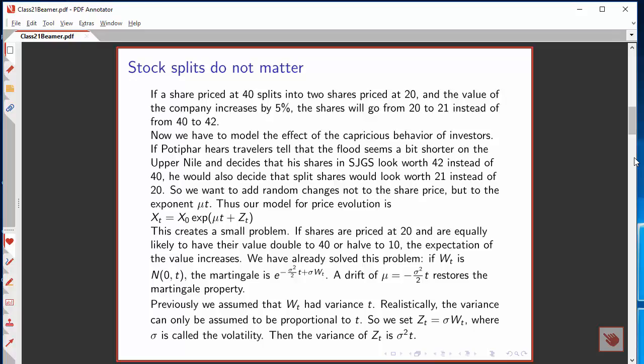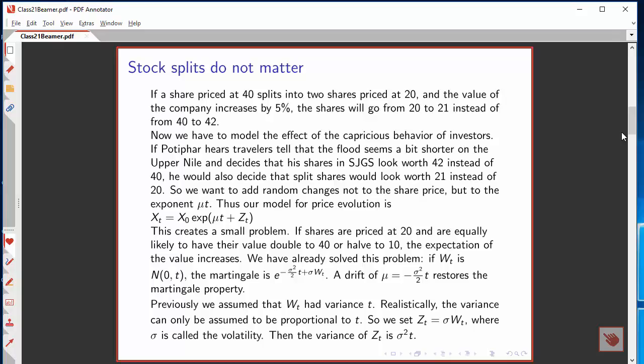It might be that the pricing is a result of the view of investors, but if Potiphar looks at his shares in Sons of Jacob grain storage and says, the Nile flood doesn't look very good this year, I think these shares look worth 42 instead of 40. If they'd split, he'd say, yeah, they look worth 21 instead of 20. What this means is that we're going to add our random share prices not to the share price, but to the exponent. We did that last time in the binomial problem, so it should be familiar to you.